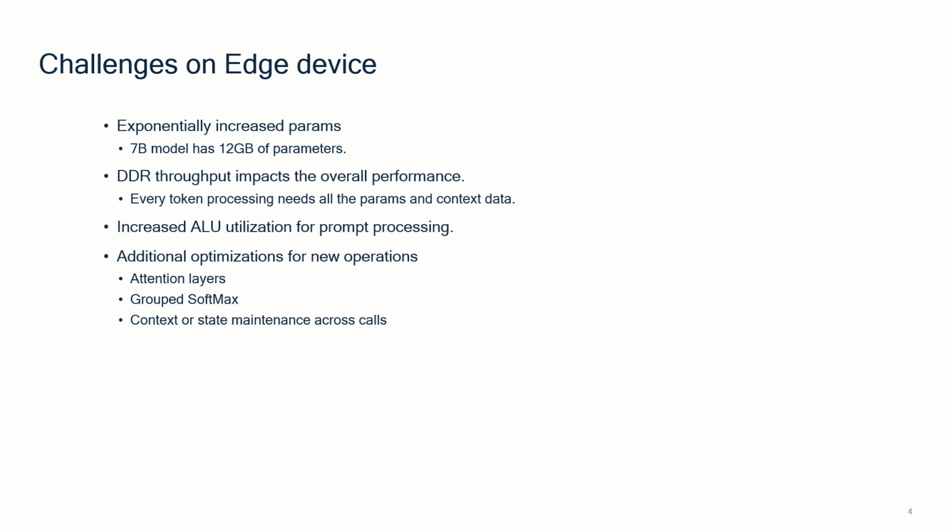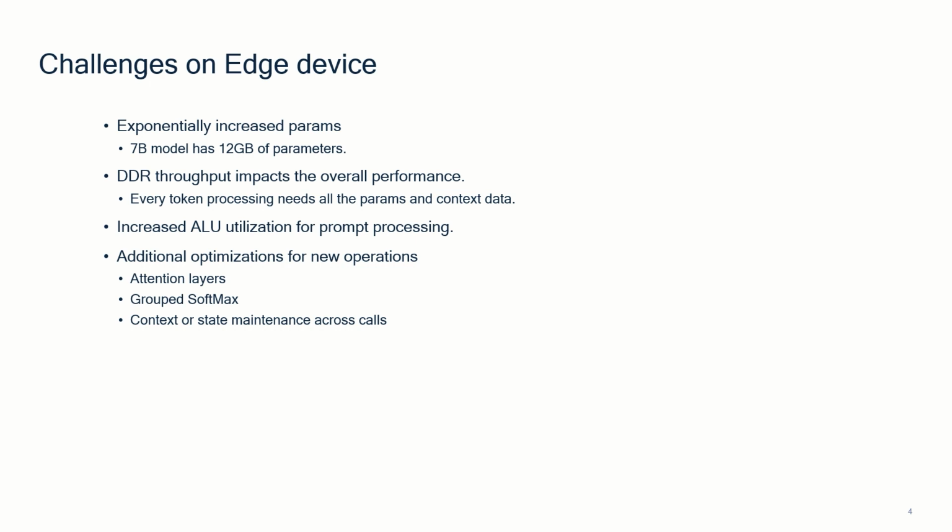And LLMs have introduced attention layers and variations of attention layers which need edge optimizations. Similarly, these LLMs have a context, because it's not like you make one inference call, get an output, and then we are done with that.